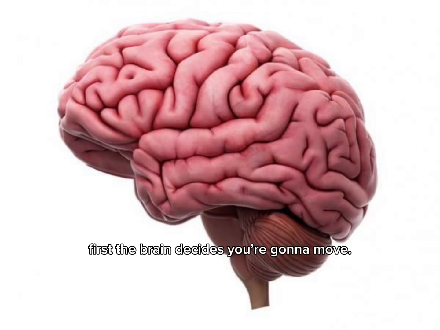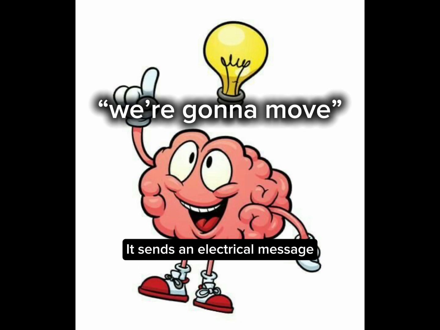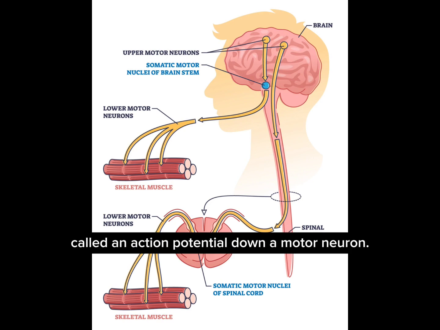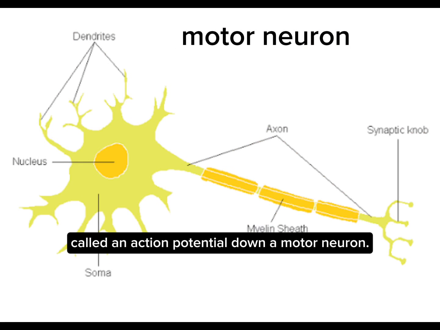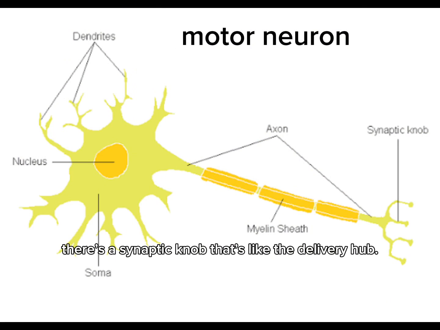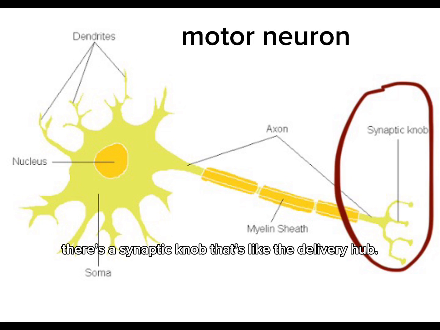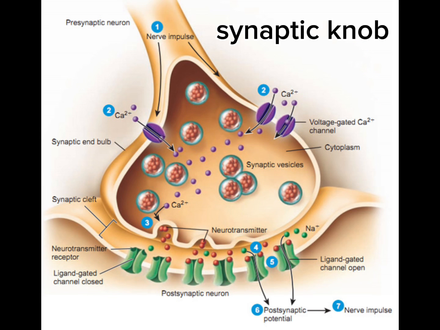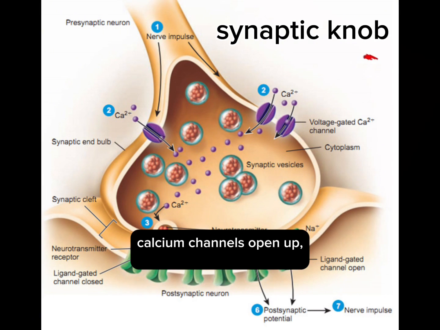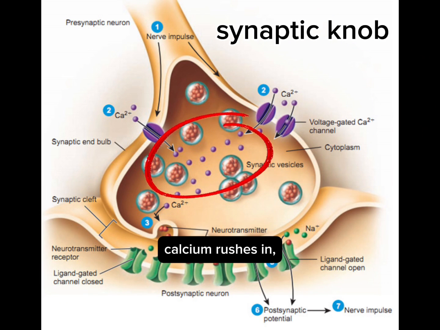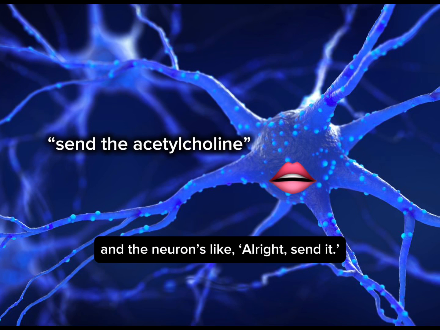So first, the brain decides that you're going to move. It sends an electrical message called an action potential down a motor neuron. At the end of that neuron, there's a synaptic knob that's like the delivery hub. When the message gets to the synaptic knob, the voltage-gated calcium channels open up and calcium rushes in. And then the neuron's like, all right, send it.